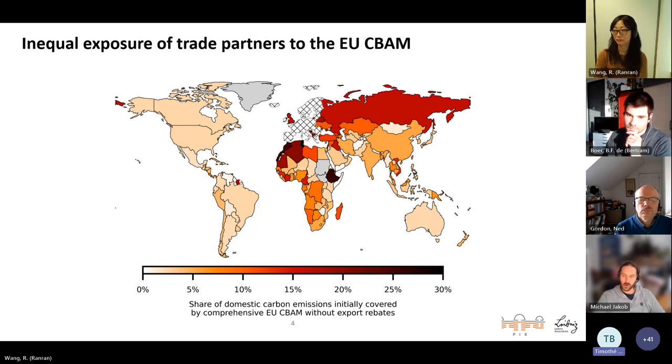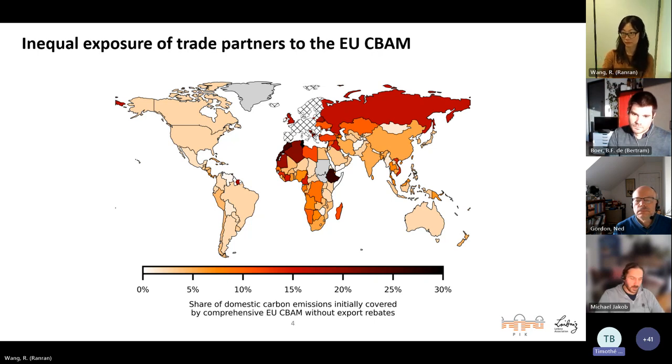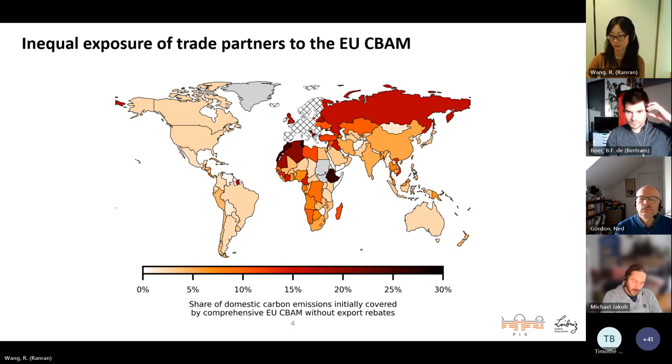So in terms of intensity, that's quite a bit higher than what we will have with the CBAM that is currently implemented. In the paper, we have results for the current CBAM, which are qualitatively quite similar, but obviously smaller in terms of intensity. So what we look at here is the relative upstream pressure. This is basically the share of CO2 emissions of a country that would be covered by the CBAM.